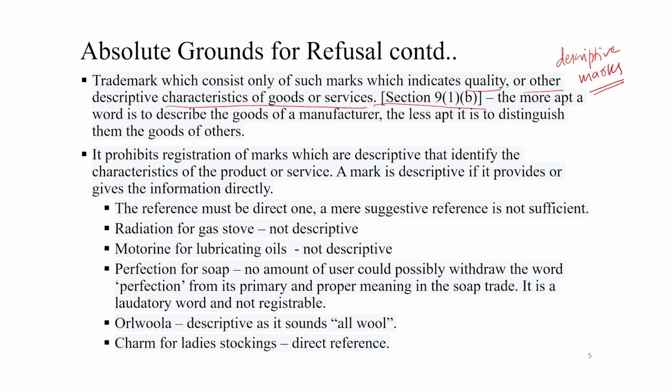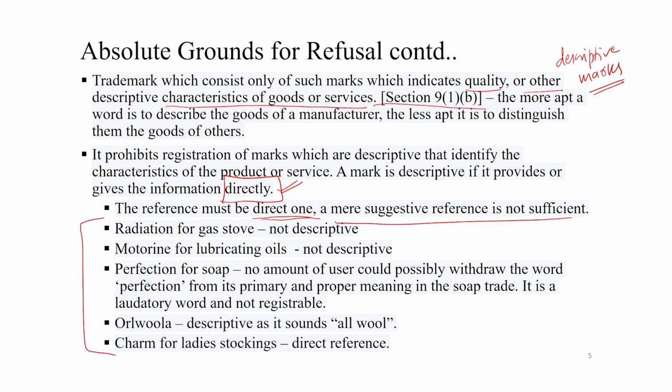9(1)(b) prohibits registration of marks which are descriptive, which identify the characteristics of the products or services. A mark is descriptive if it provides or gives information directly. Any indirect reference will not be sufficient to disqualify that mark as a descriptive mark. So, the reference to the product must be a direct one. Mere suggestive reference is not sufficient. And there are a few examples if you see here.